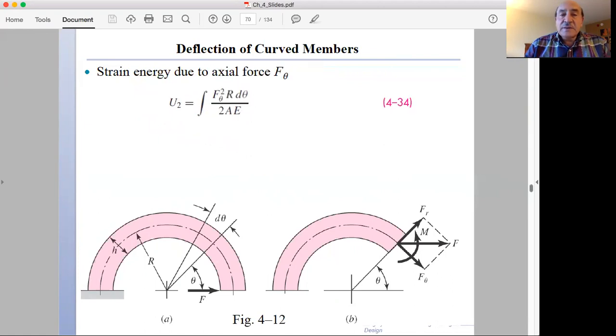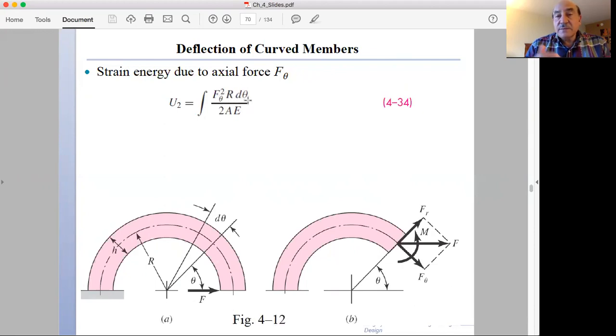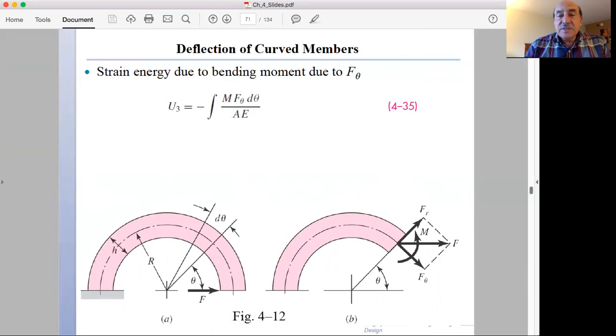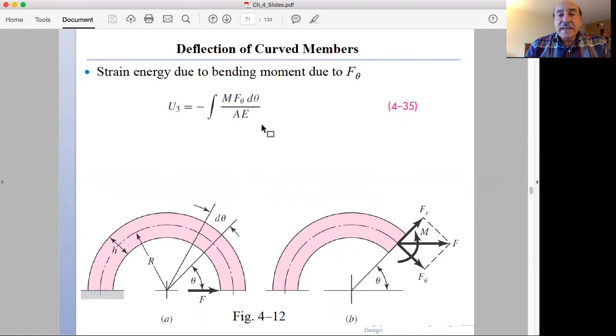Then we have a component of the energy due to the axial force F theta, which is F squared dx, where dx becomes R d theta, over 2AE. Once we have the axial force, other components come in. One is due to the counteracting moment of F theta, because F theta wants to pull back the beam. So it's a negative subtraction. We have to subtract this amount from the bending energy, M F theta d theta over AE.